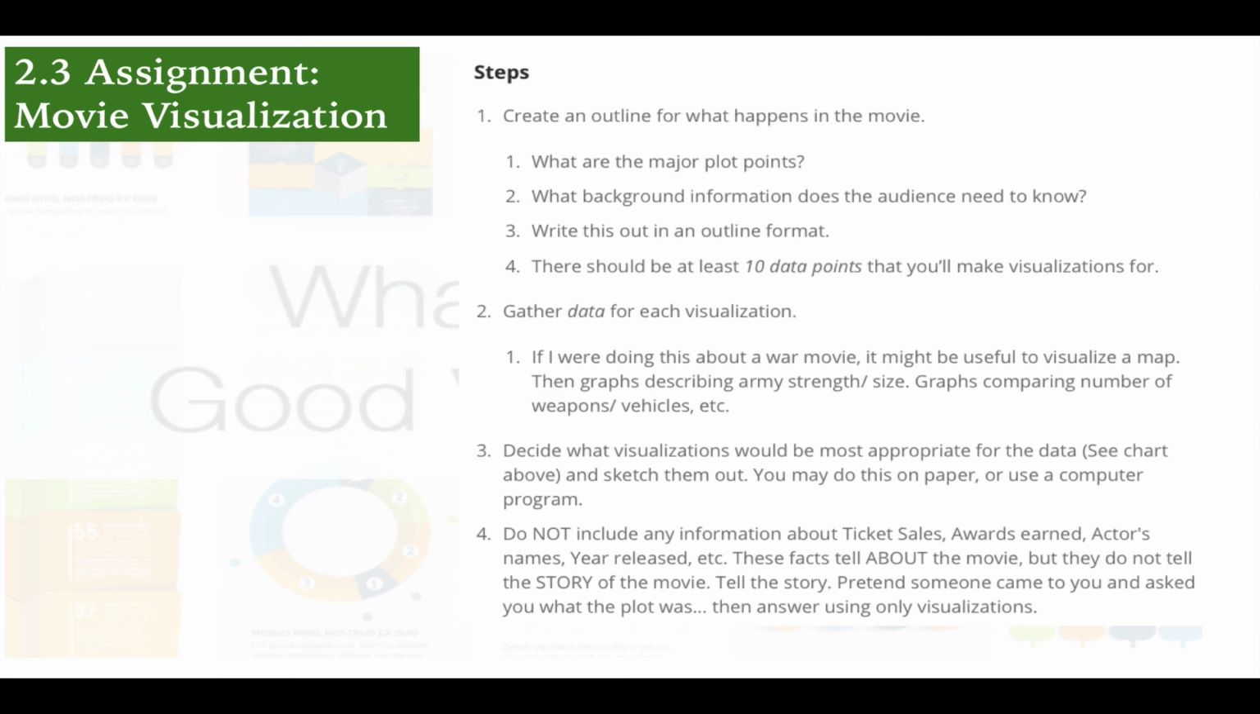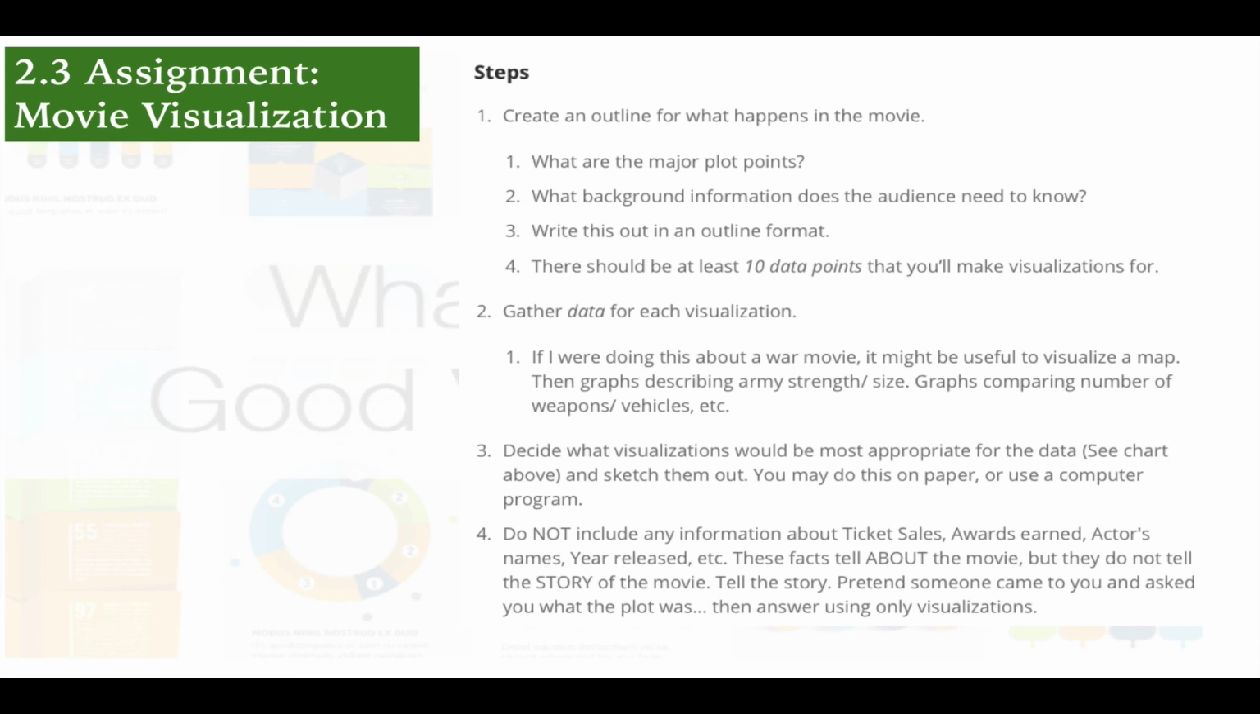The steps. First, you'll create an outline for what happens in the movie. For example, what are the major plot points? What background information does the audience need to know? Write this out in an outline format. There should be at least 10 data points that you will be making visualizations for. Gather data for each of the visualizations, the 10 data points.